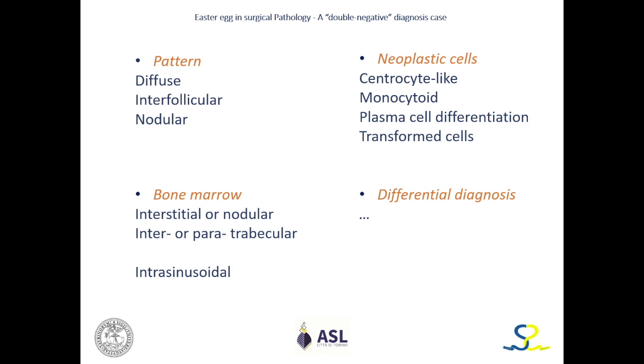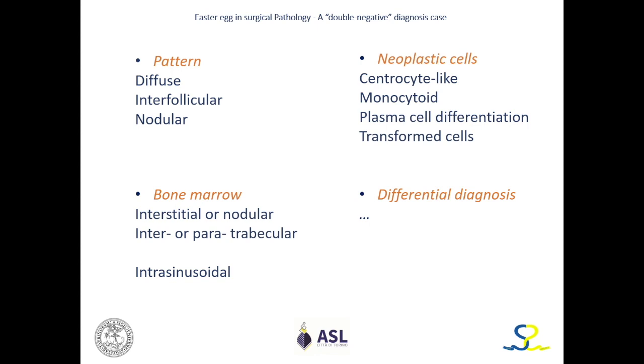There are 3 patterns of nodal marginal zone lymphoma: the diffuse pattern, which is the most frequent, the interfollicular, and the nodular one. And the neoplastic cells could look like properly those of the marginal zone, such as the centrocyte-like and the monocytoid aspect, or with plasma cell features in some cases, or even present scattered transformed B cells. But remember that to diagnose a transformation, you require sheets of large cells and not just single elements, similar to the criteria used in other lymphoma types.